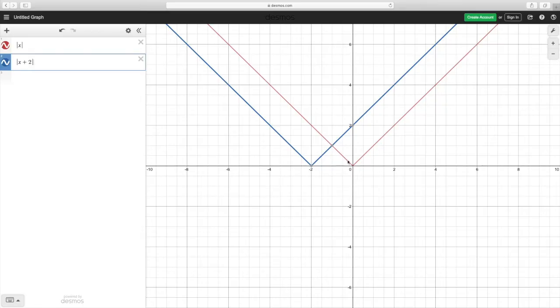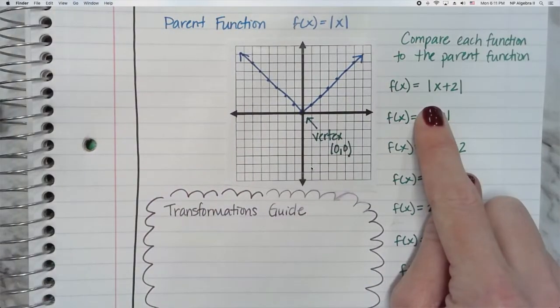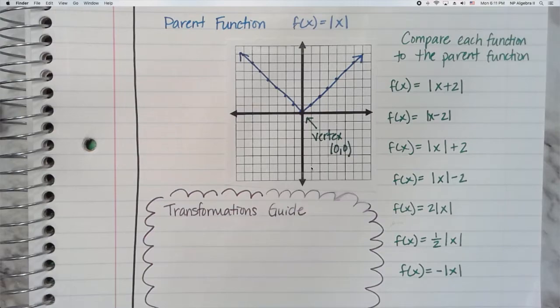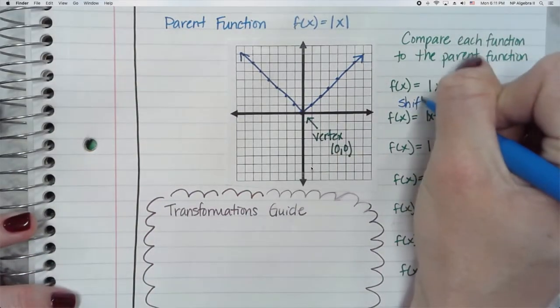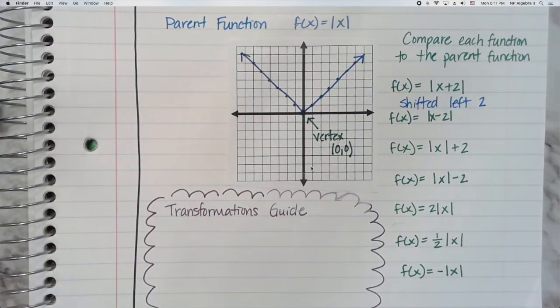So this red one is our parent function. Now let's take a look at the blue one. What transformation was applied? Well, if we take a look, our function was shifted to the left 2 units. And now look, our vertex is now at negative 2, 0 instead of at 0, 0. So going back to our notes, describing this, we're going to say shifted left 2. Interesting. All right. So that was a translation or a shift to the left.